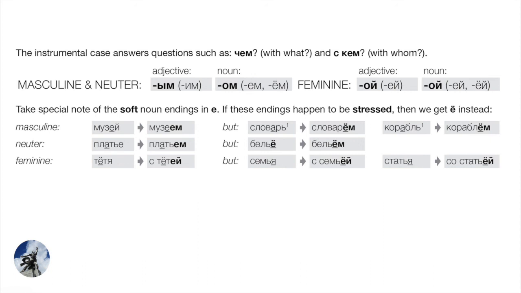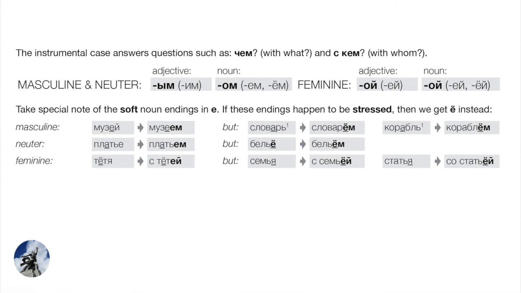So let's look at some instrumental forms. Музей becomes музеем. Платье becomes платьем. Тётя becomes с тётей, right? But словарь, okay, now we're looking at some nouns that happen to be ь-stressed, right? So their ending is going to be stressed. And so we get the form with the ё. Словарь becomes словарём. Корабль becomes кораблём. Бельё, laundry, becomes бельём. Семья becomes семьёй, right?